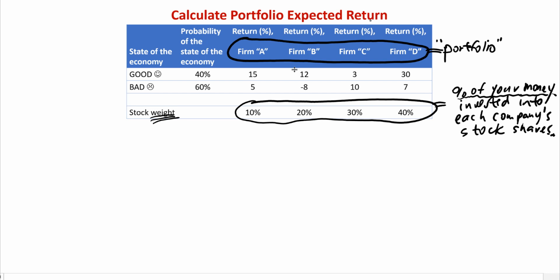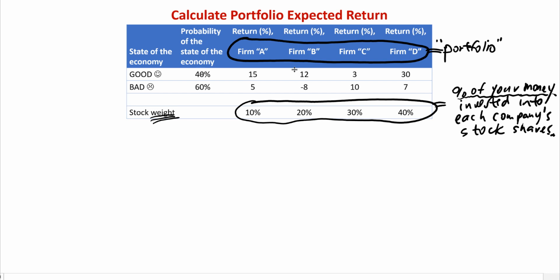By the way, the names for different states of the economy or different scenarios may be misleading. Good doesn't always mean that for that company the return is high. For example, for firm C, it's only a 3% return if it's a so-called good state. But it's a much better return, 10%, when it's a bad state. So the names of states are kind of misleading. They're just names. Don't really pay close attention to them. They don't really mean anything.